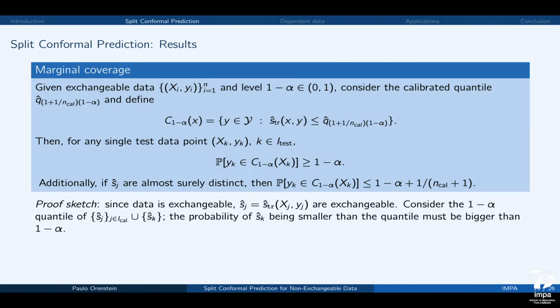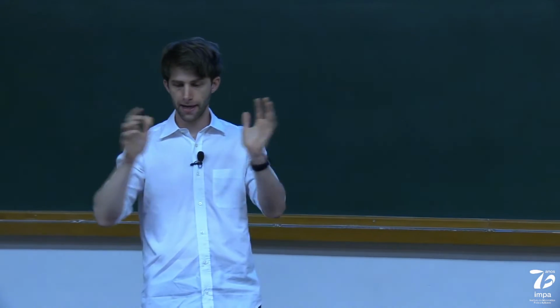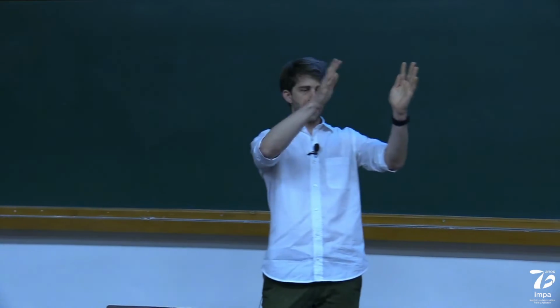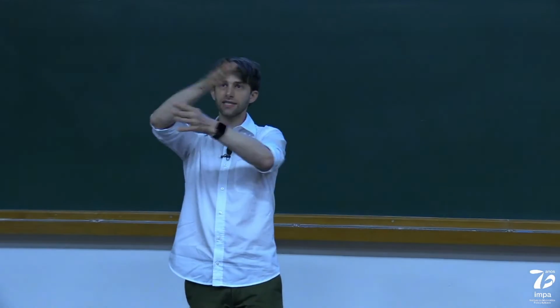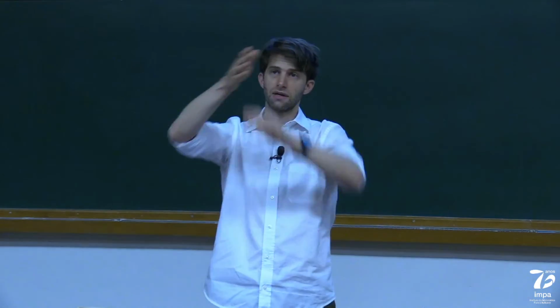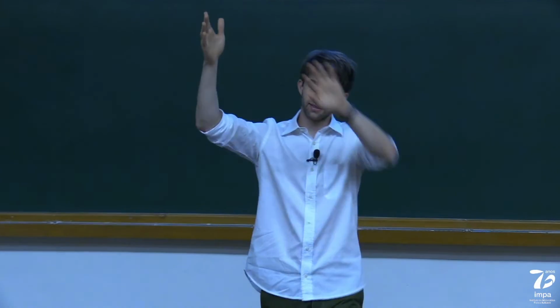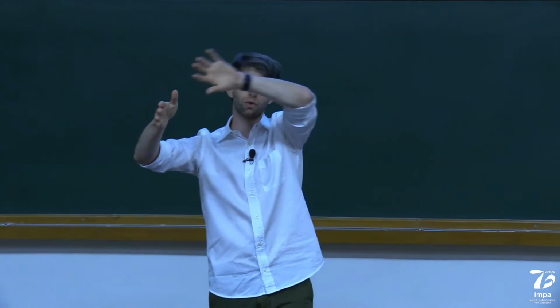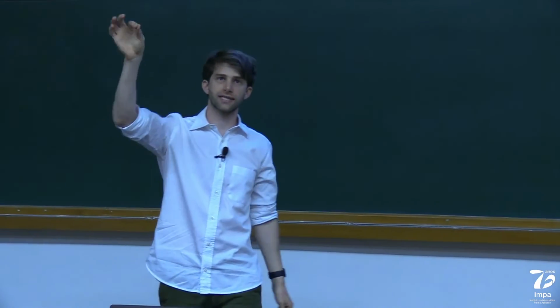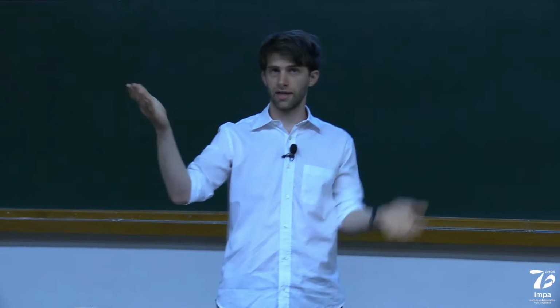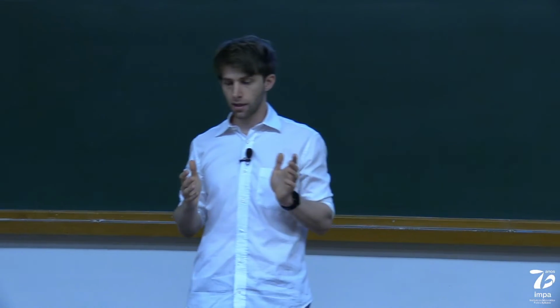And so let's consider the 1 minus alpha quantile, not of just the S hat J's, but of the S hat J's and the S hat K, that is, the score applied to my test point. If I find a 1 minus alpha empirical quantile of calibration data plus my test data, because the data is exchangeable and the order doesn't really matter, I know by the definition of the quantile that, let's say, 90% of the data should be below my 90th quantile, right? So it just has to be, by definition, that the probability that my S hat K is below my quantile is 1 minus alpha. Well, why isn't this enough?